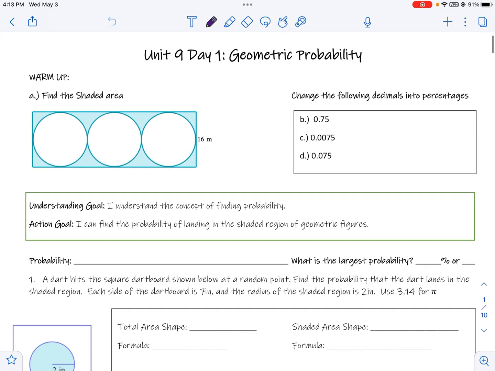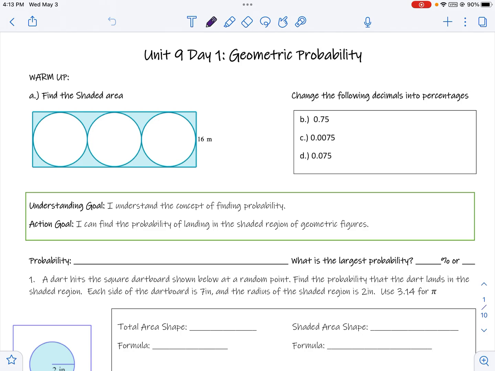All right, we're going to start the new unit on probability, and we're going to start with something that we're a little bit more familiar with, geometric probability, where we're finding shaded regions, and then we're finding the probability of landing in a shaded region. The way that I like to look at this is, if you've ever played darts before, it's like a dartboard. What's the probability, if we're blindfolded, right? We're not aiming. This is completely random. What's the probability that we land in the shaded region if we throw a dart at the dartboard?